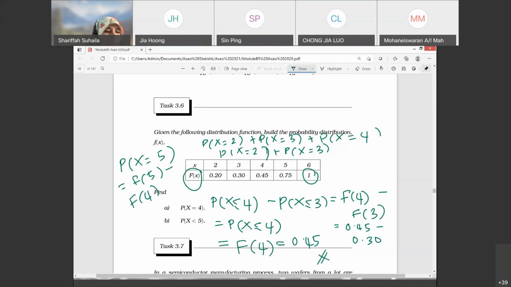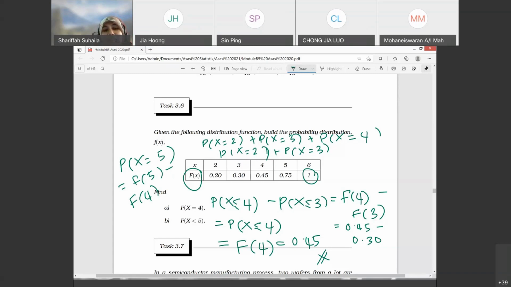Boleh faham tak konsep cumulative distribution? Cumulative distribution maksudnya hasil tambah nilai sebelumnya. So you want to find exactly 4. Dia tak ada sama dengan less than equal, tak ada. So that means less than equals to 4 minus less than equals to 3. So capital F4 minus capital F3.